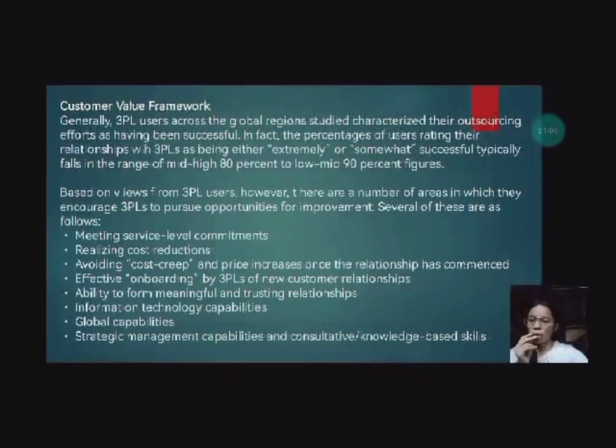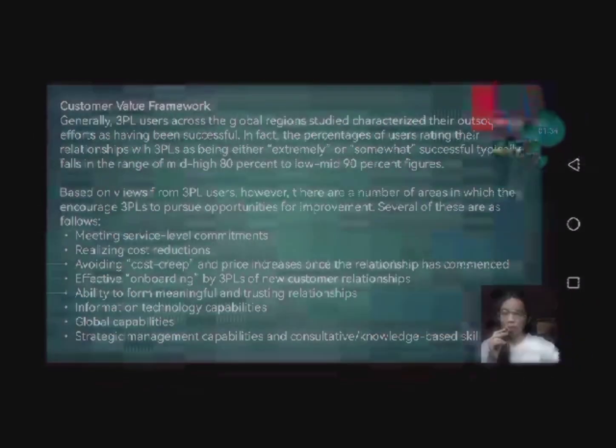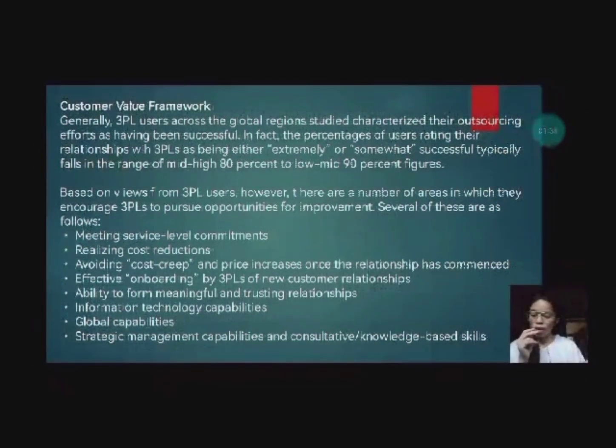Next is realizing cost reductions. Achieving efficiencies and cost savings in logistics operations without compromising service quality. For example, implementing optimized transportation routes to reduce fuel costs and overall transportation expenses. Next is avoiding cost creep and price increases once the relationship has commenced. So, cost creep means preventing unexpected or gradual increases in costs after the initiation of the partnership. So, for example, ensuring that the agreed upon pricing remains stable over the course of the relationship.